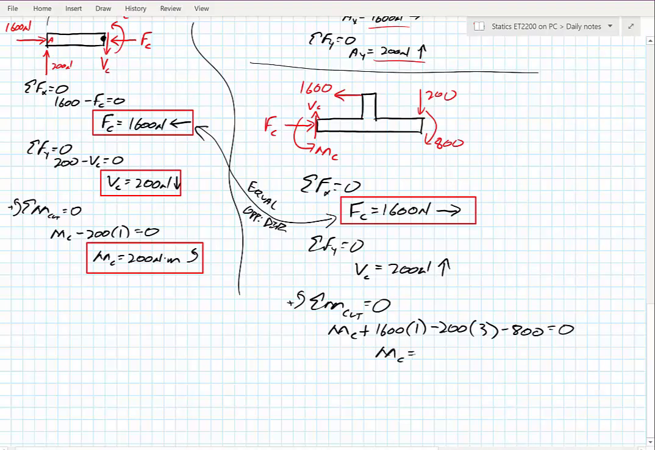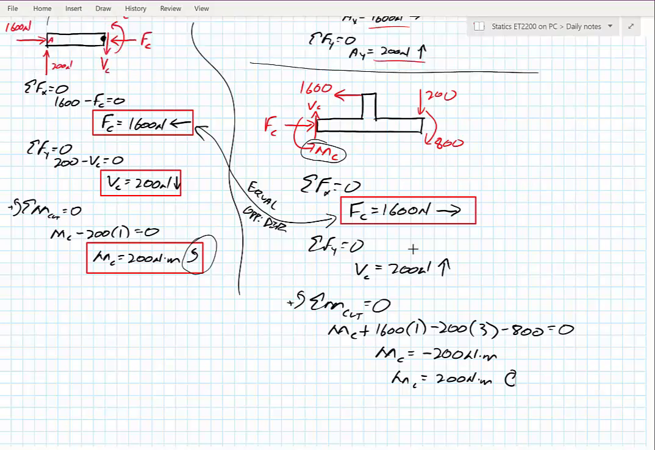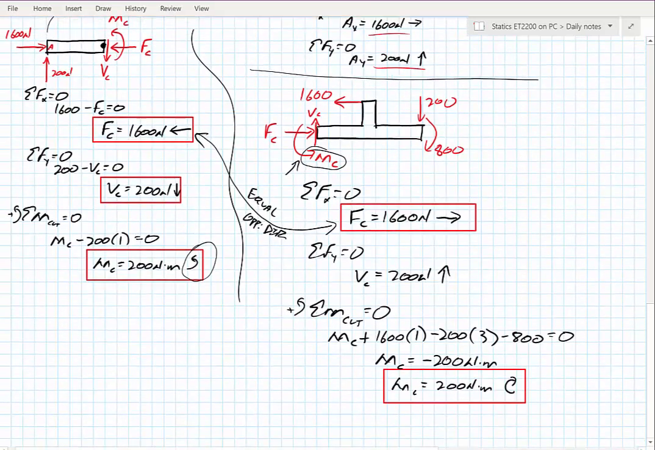So I end up with a moment at C that is equal to negative 200 Newton meters. The reason it is negative is, if I look at how I drew this, I drew this as counterclockwise. Well, over here, I'm also saying it's counterclockwise, so that's good. So what it really means is my moment at C is equal to 200 Newton meters, but it has to be clockwise, because remember, they have to be equal and opposite. It just means I drew it wrong originally on my free body diagram up here. I'd like to say I did that to test you, but in all honesty, I just was going too quick.